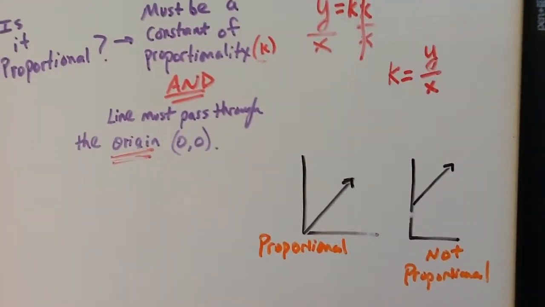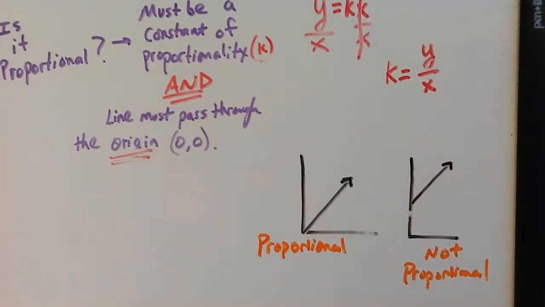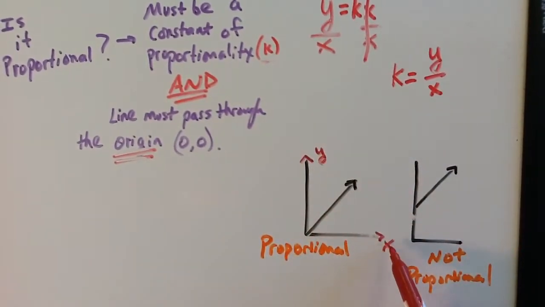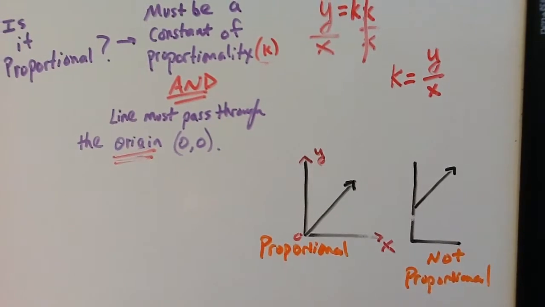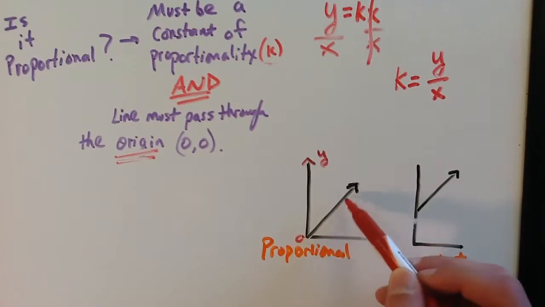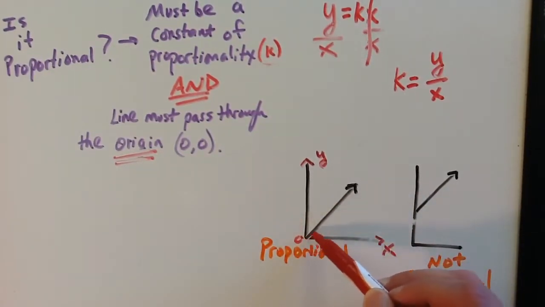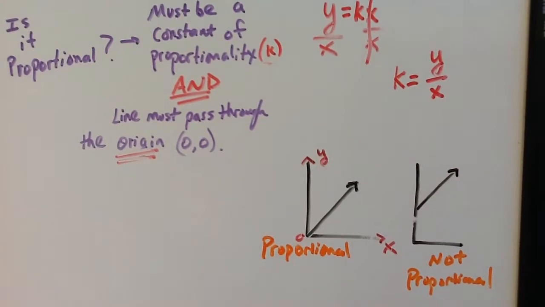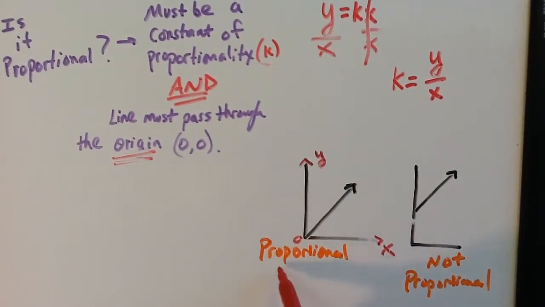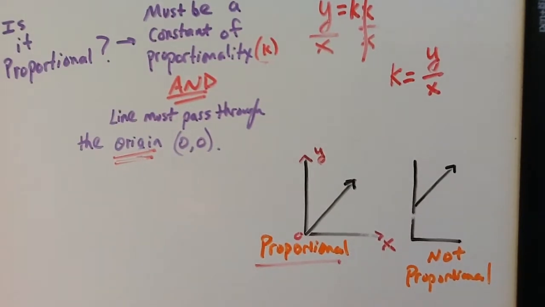Now, by looking at a graph, we could tell whether it's proportional or not based on, does it go through the origin? So if you had a graph that looks like this, where of course this is the x-axis and this is the y-axis, and they intersect at this point (0, 0), which is called the origin. And if we're assuming this line is a straight line with a constant of proportionality, you can see it goes through the origin. So it meets the two criteria. It has a constant of proportionality, it has a k, we're assuming that. And then number two, the line passes through the origin. So we would say this graph is proportional.